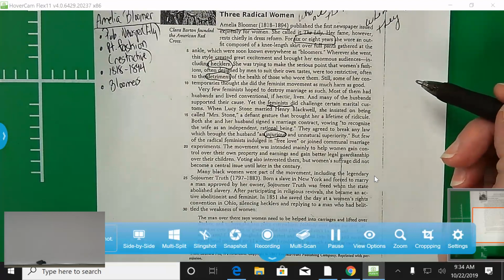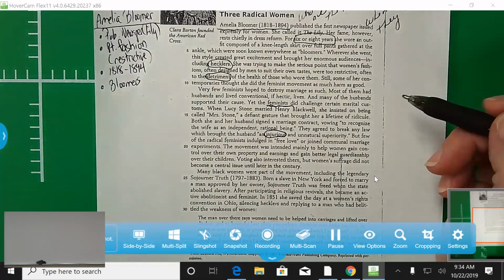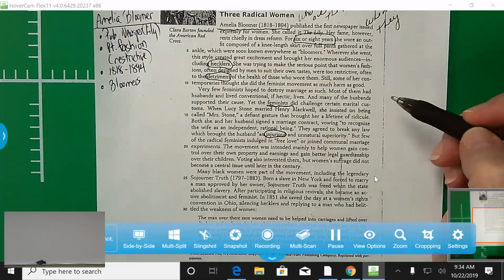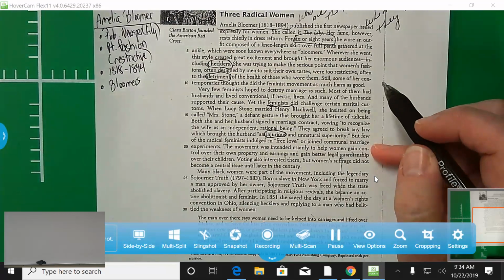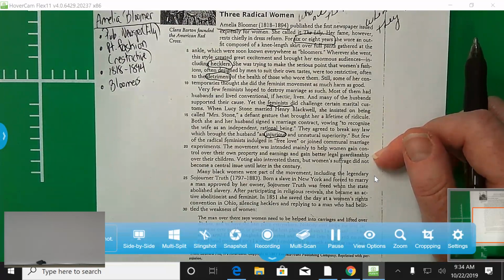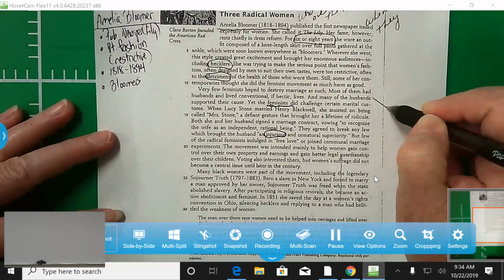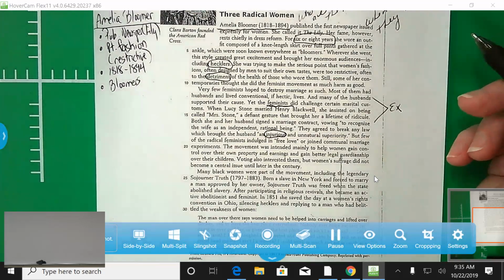Like trying to get better legal guardianship of the children. Actually, I think that's going to be more in the listing because they talk about they didn't believe in free love or joint communal marriage. The listing is they intended to help women gain control over property, earnings, better legal guardianship, and voting. They're listing what the feminists wanted to do, right? But there is an example in there with Lucy Stone. Don't they give an example of her marriage? Right? They signed a contract. So they give an example of it for sure.